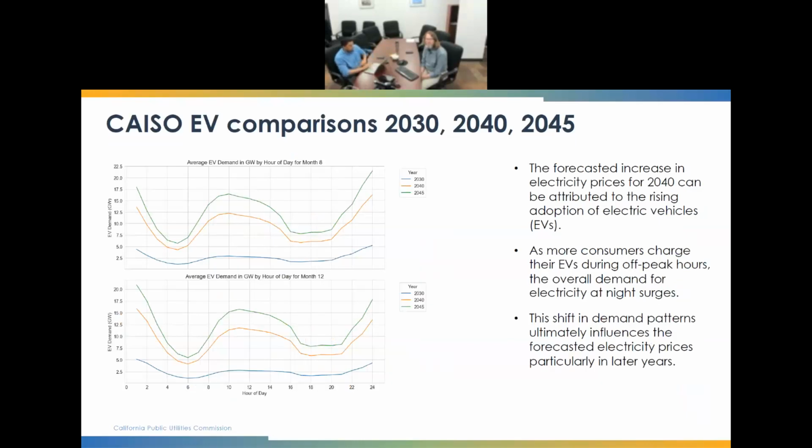So the next one is just again to show the point we made earlier, that the increase in the price in the late night and early morning is driven by the EVs. It's just showing you a comparison here. The blue line is 2030, 2040 is orange, and 2045 is the green. So you see as time goes, the increase of the EV demand.